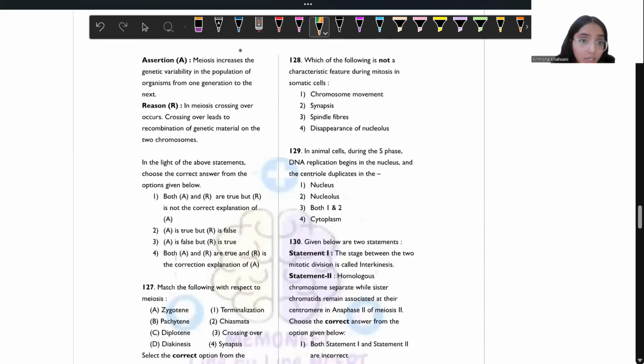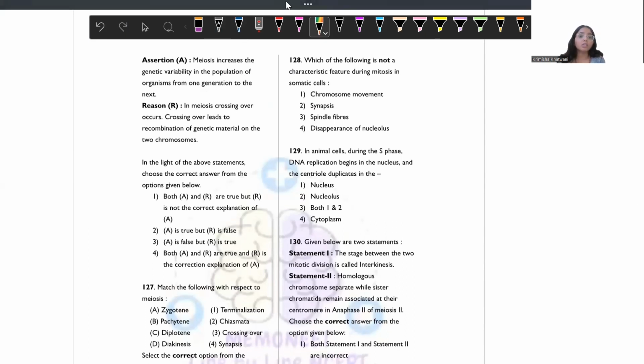Meiosis increases the genetic variability of a population, from one generation to the next. In meiosis, crossing over occurs. Crossing over leads to recombination of genetic material on two chromosomes.